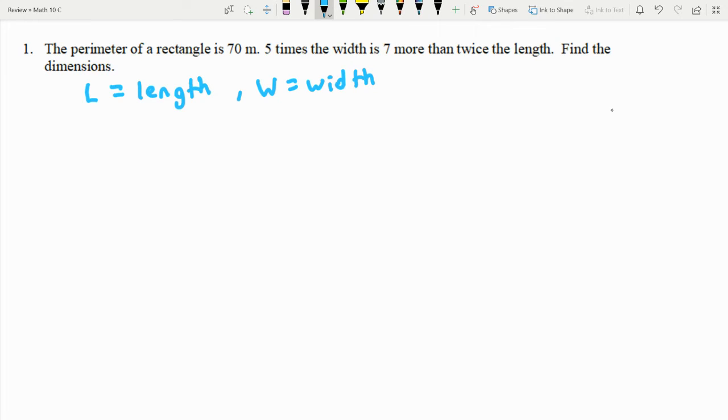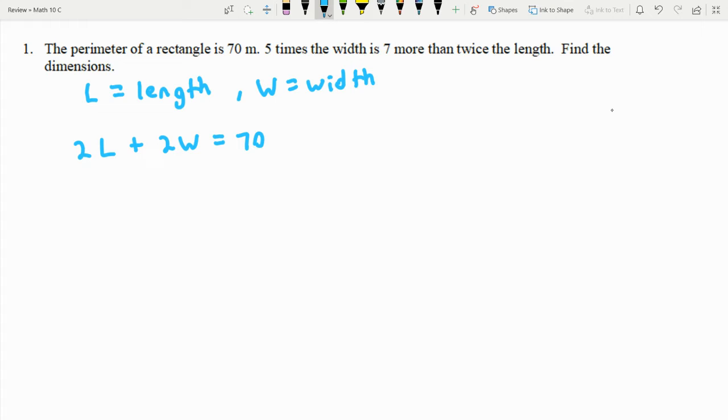Now, for the first sentence, the perimeter of a rectangle is 70 meters. I know that a perimeter is 2 length plus 2 width, and it equals 70 meters, which is my perimeter, because perimeter is just the length plus the length plus the width plus the width, pretty much the distance of the entire outside. So in this case, I got 2 length plus 2 width equals 70 meters. So that's my first equation.